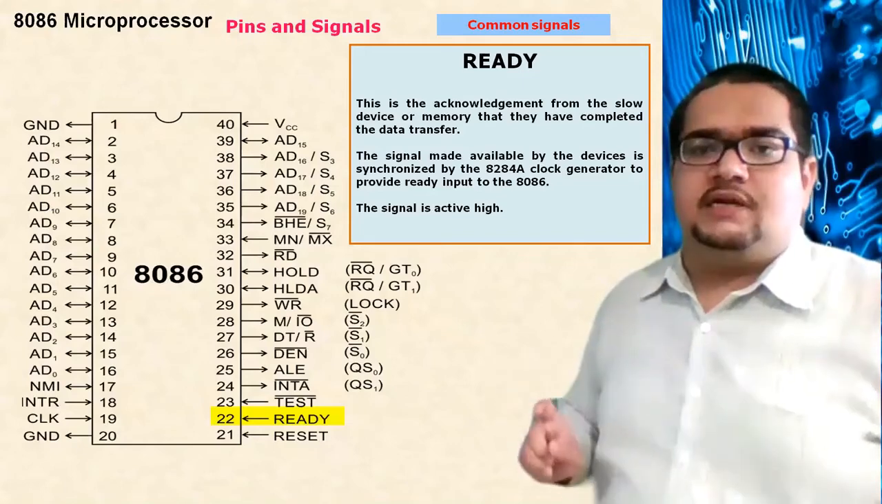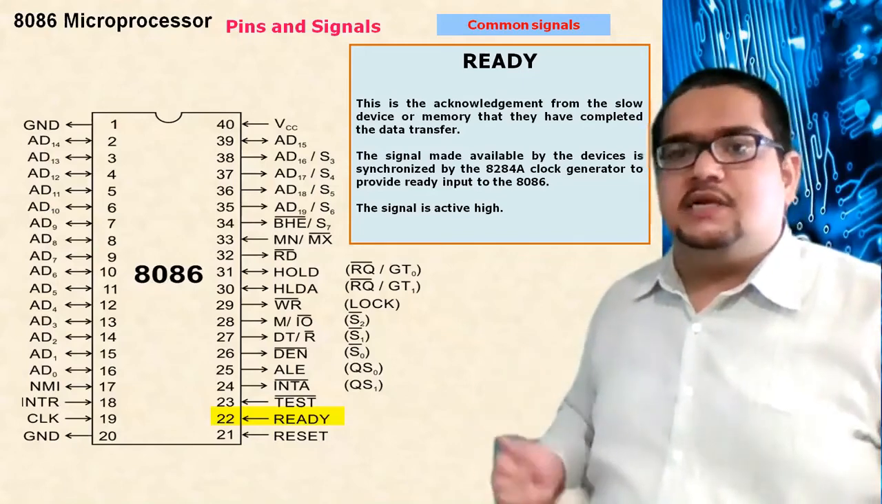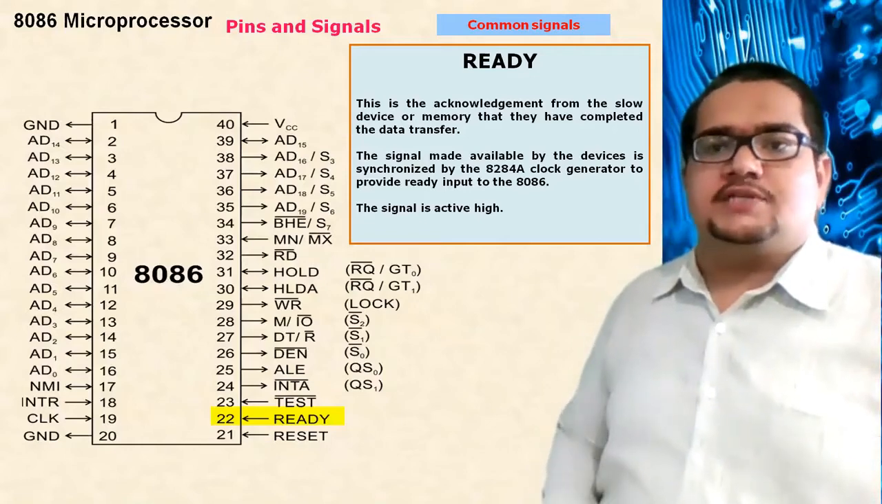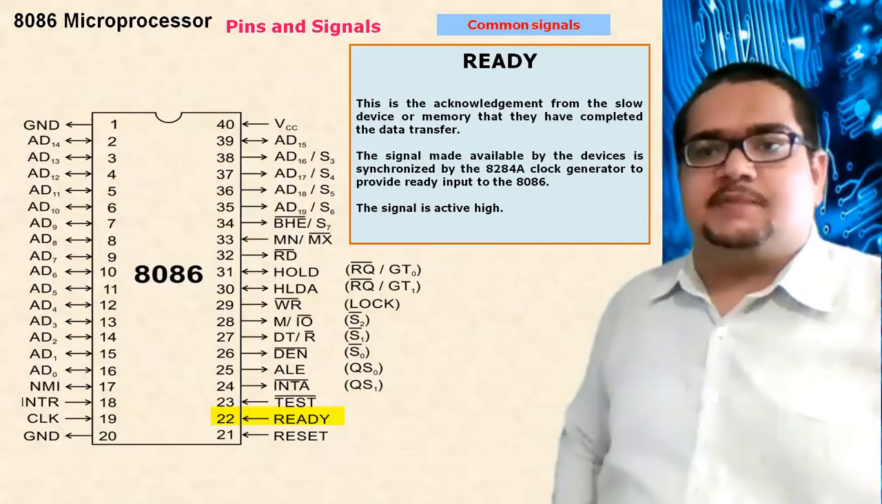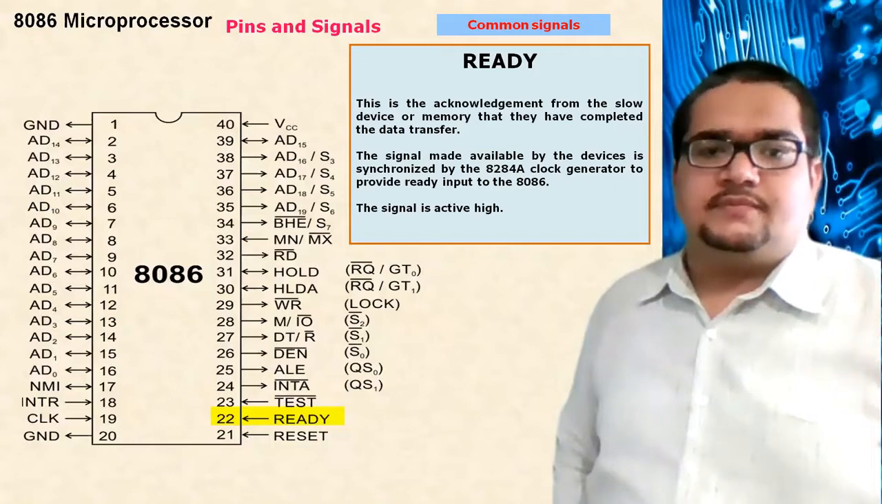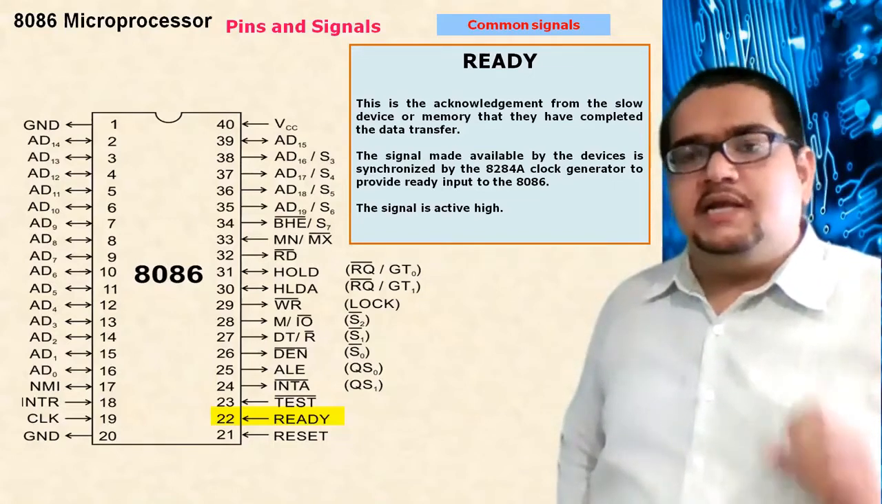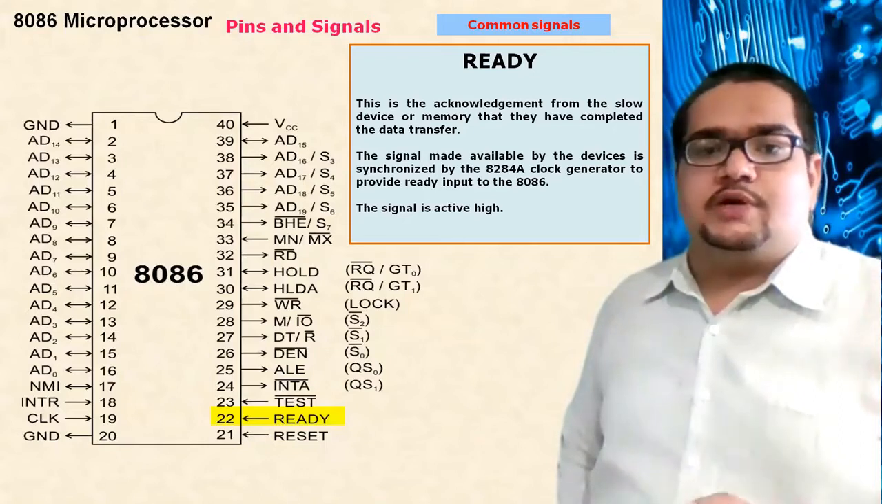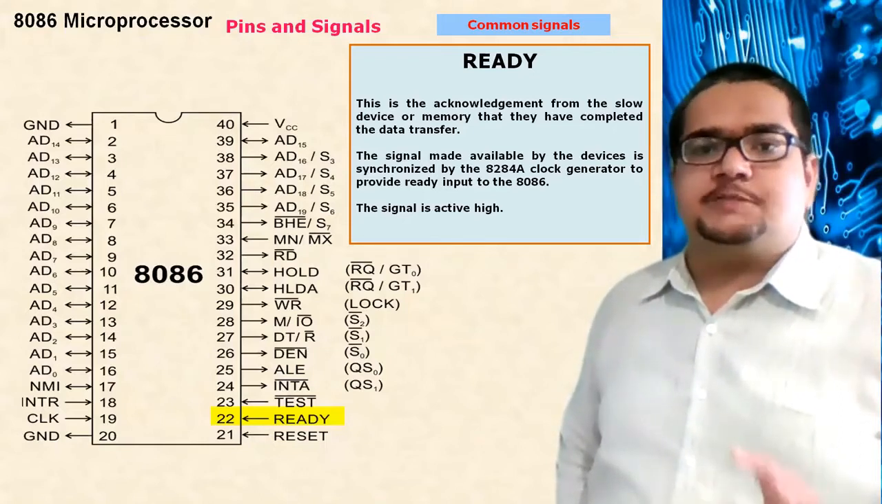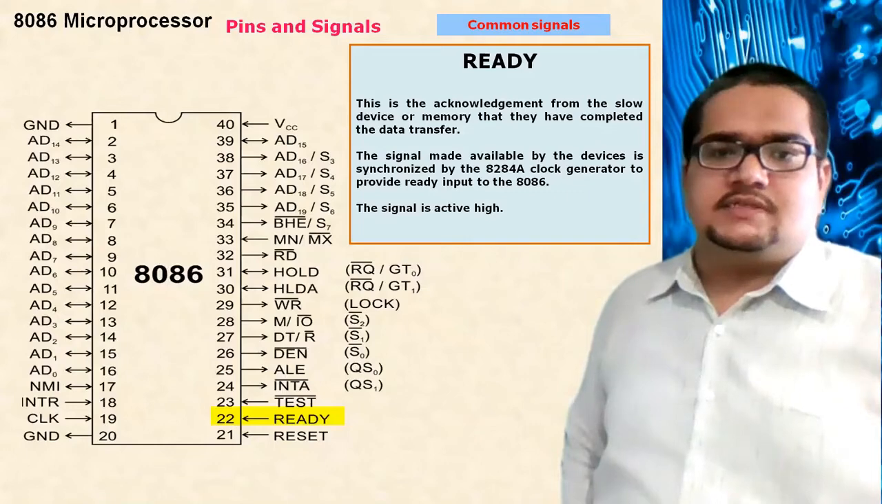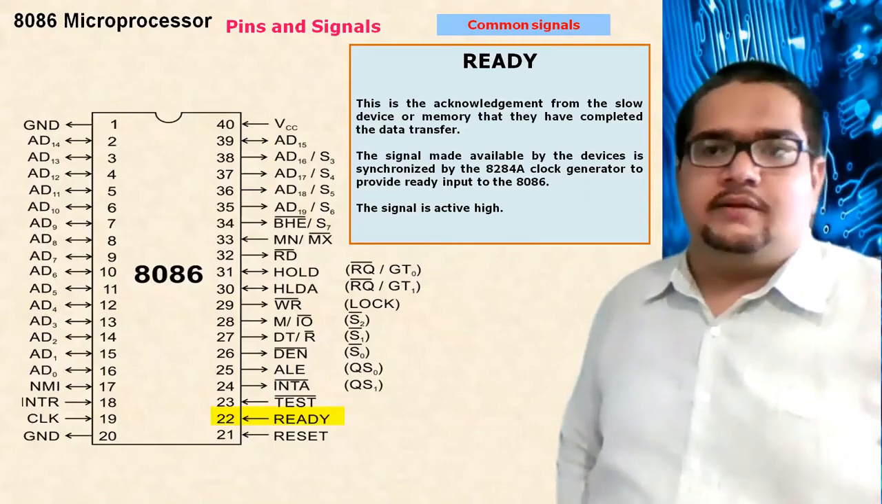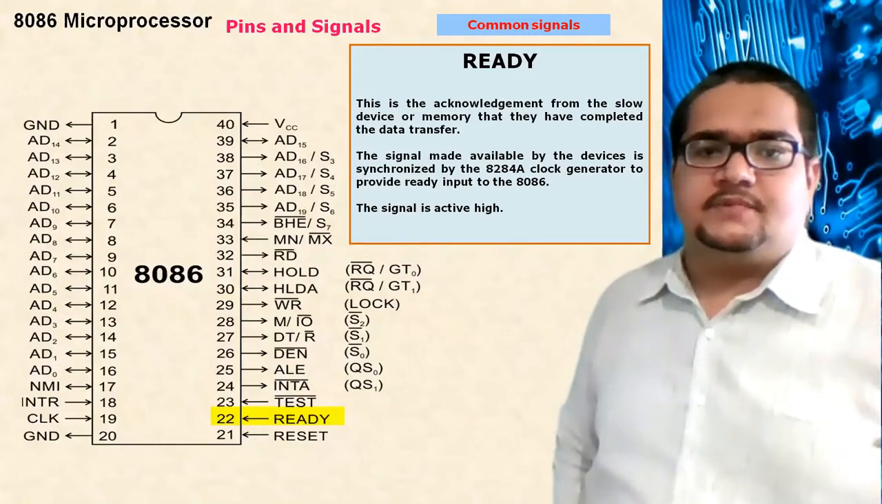So the memory will indicate to the processor that it has done the data writing operation, and it is ready for accepting the next set of data. It's basically for synchronizing the whole system with the 8086, especially for the slower devices to come up to the speed of the 8086, so that they are not losing any data in the exchange of data because of their different speeds.